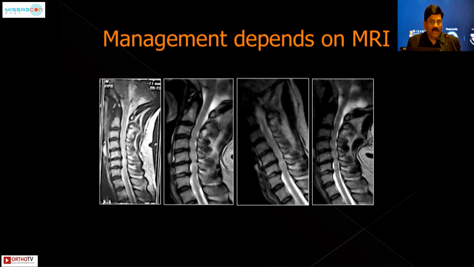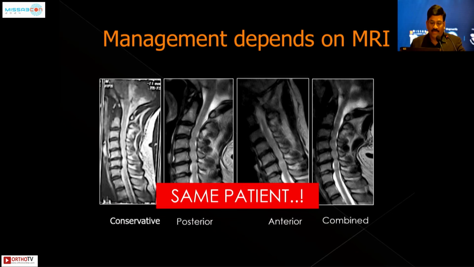Now, our management entirely depends on the MRI. If you see, especially in cervical myelopathy patients, there are 4 series of MRI. The first patient, maybe you can try conservative, and the second patient, you need posterior, or anterior, or combined. But actually, all these MRIs were taken in a single patient in different positions.